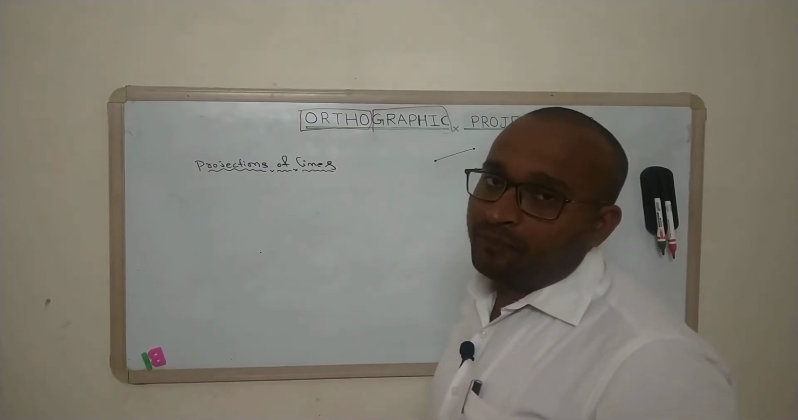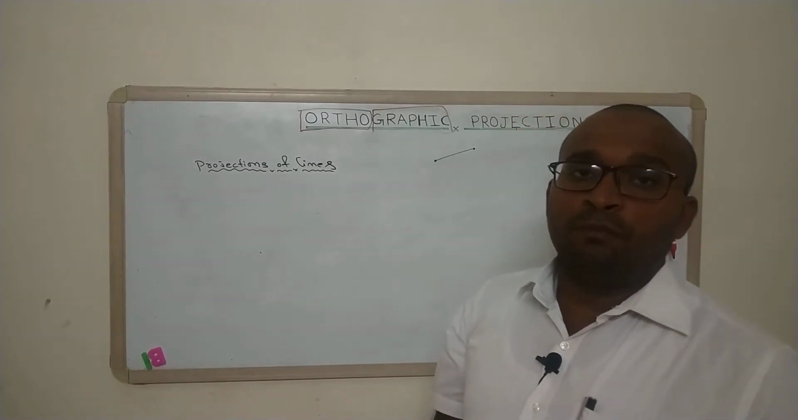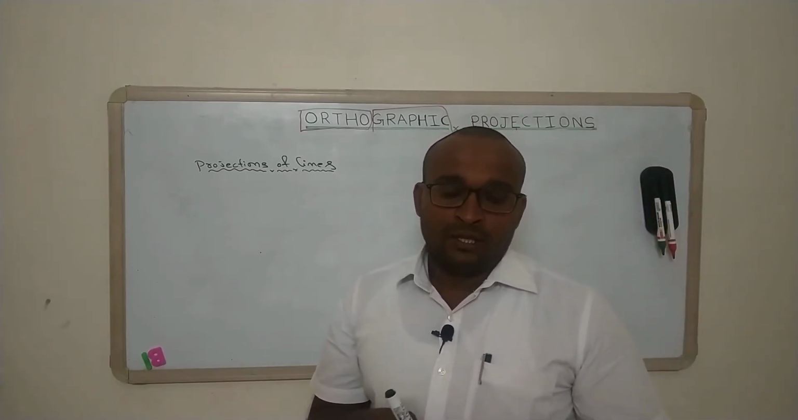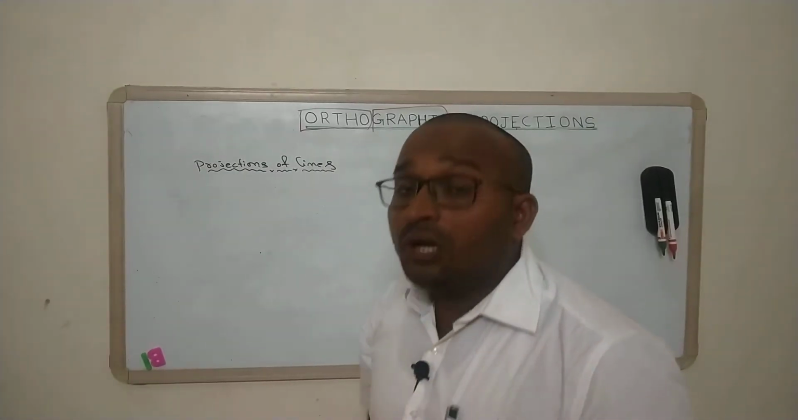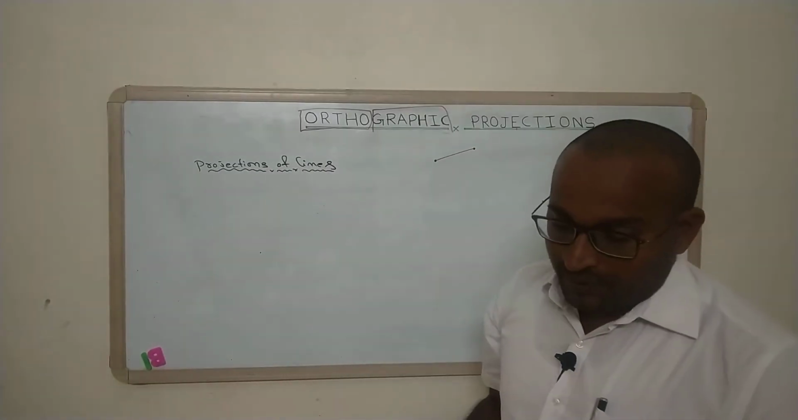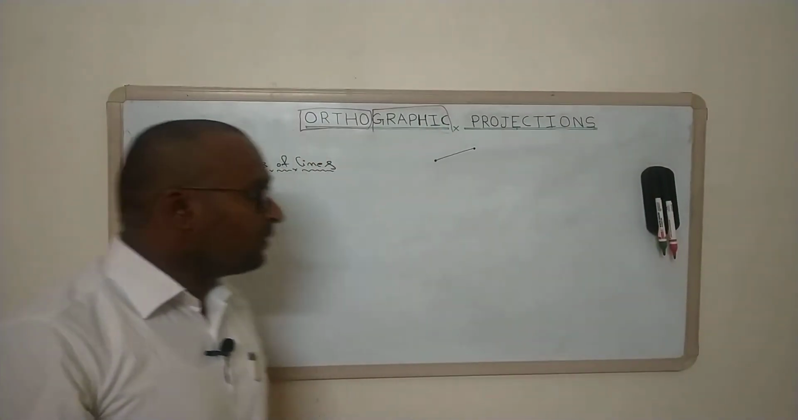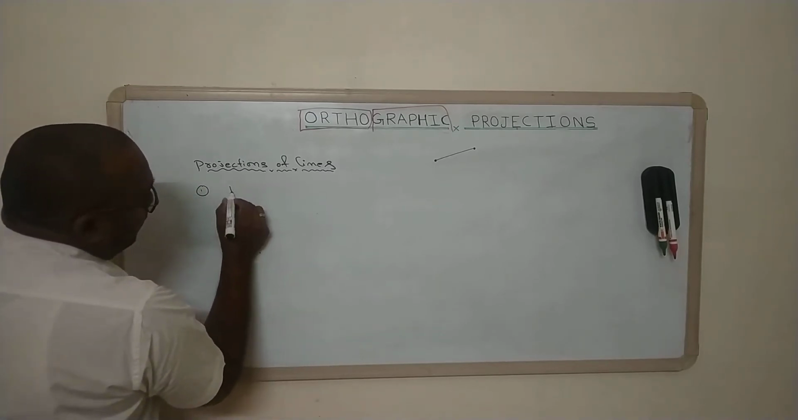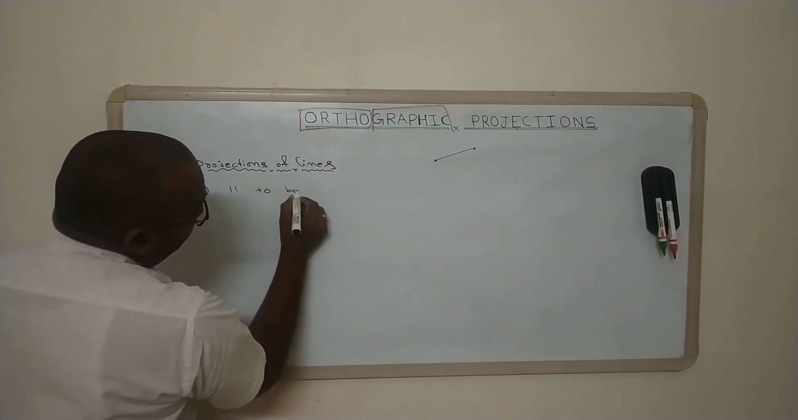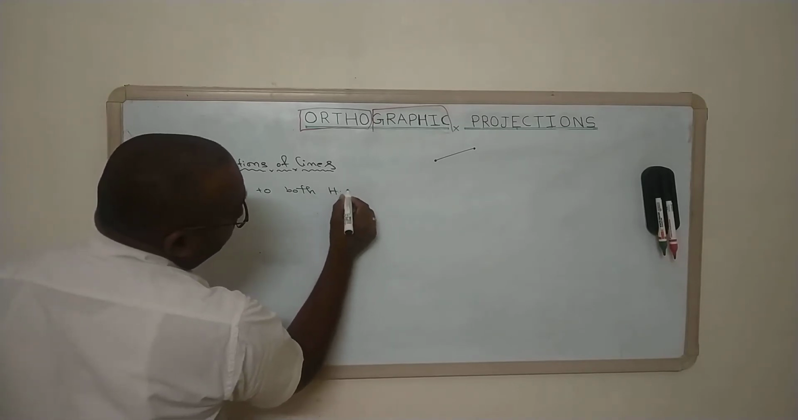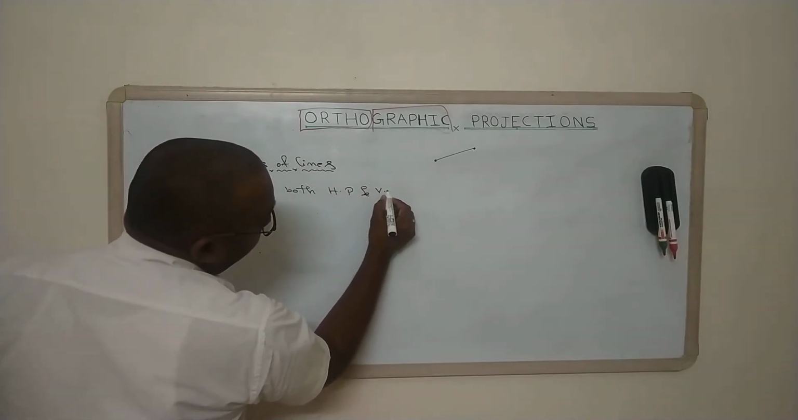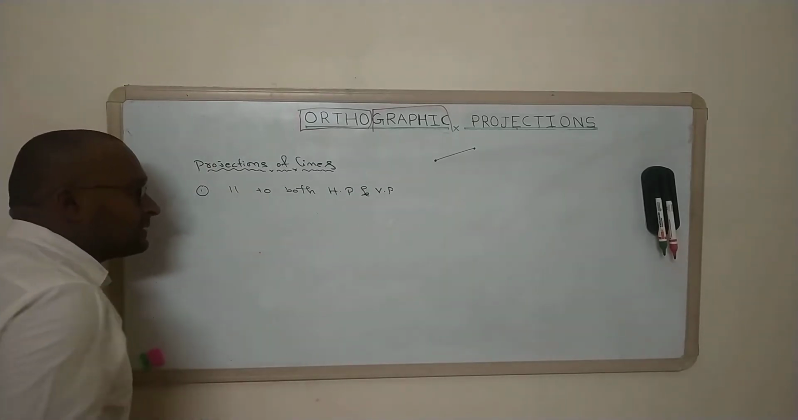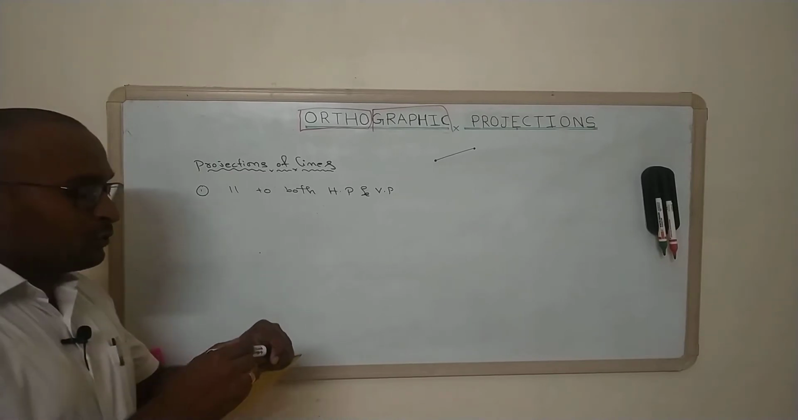A straight line may occupy a number of positions with respect to the horizontal plane and the vertical plane. Basically, there are four types of basic positions. The first one is parallel to both the planes, both HP and VP. Parallel to both the planes means the line is positioned like that.